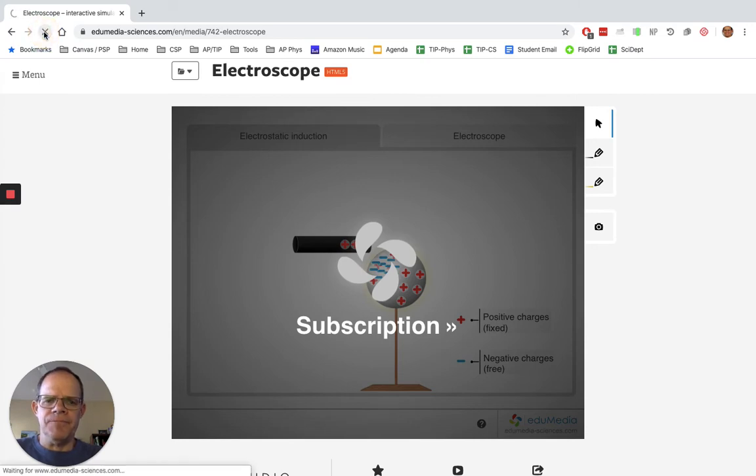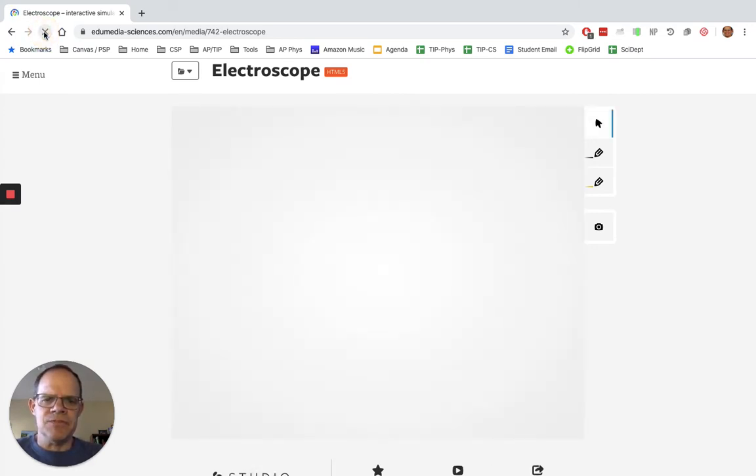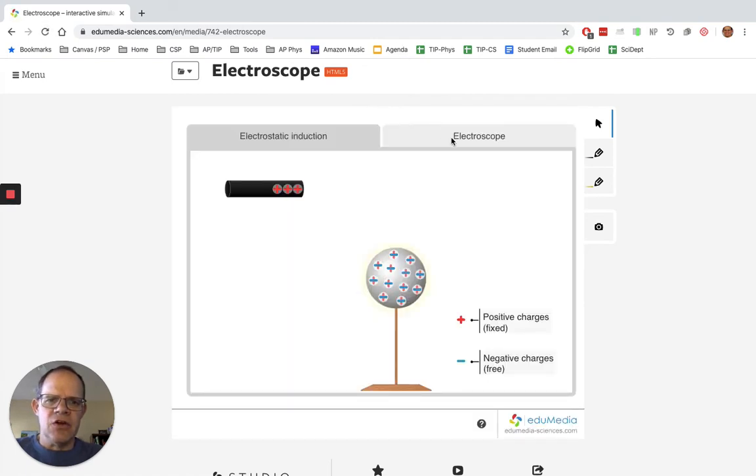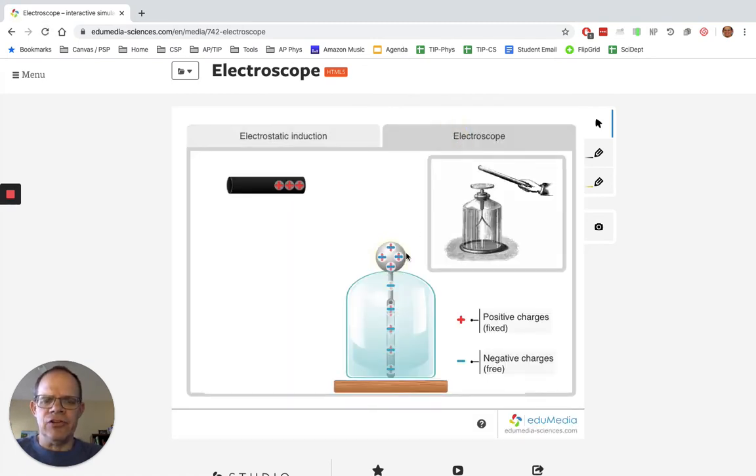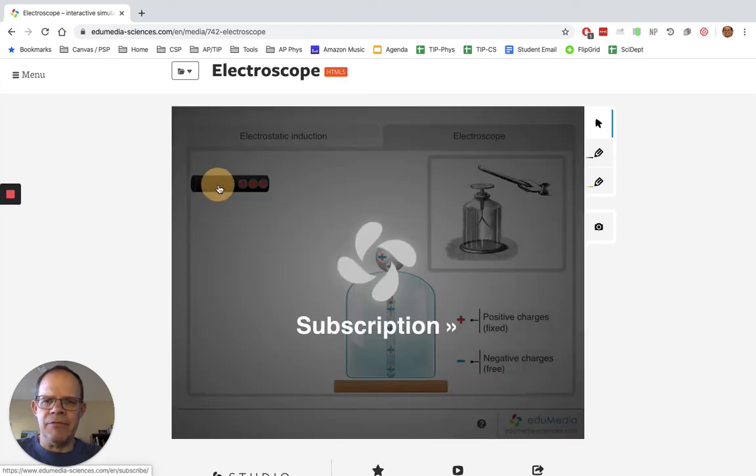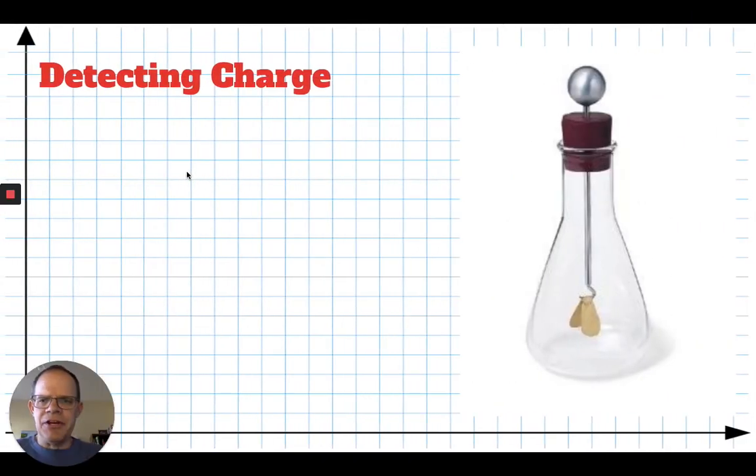Okay, now let me reload it because I haven't paid for the subscription, so I only get 30 seconds. Okay, here's what happens with an electroscope. Same thing, I've got a little dome of metal, and I've got a piece of metal going down, and then there are two leaves. When I bring this positive charge near, the negative charge in the metal slides up towards the dome, and that leaves positive charges down here on the leaves, and those positive charges repel each other, and the leaves fly apart. So if I bring a positively charged object near my electroscope, the leaves fly apart, and if I take it away, they fall back together. Okay? So that's how we detect charge with an electroscope.